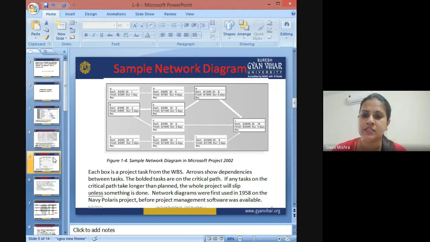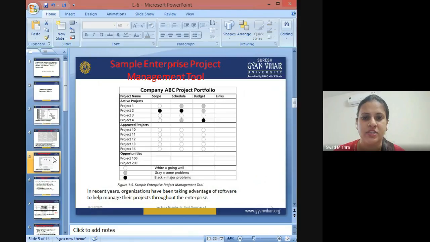So PERT and CPM are two very important techniques to be studied in project management. We'll be doing it in the further sessions when we move ahead. Since this is an introductory session, I'm just introducing you to all the concepts that you will be studying in project management.